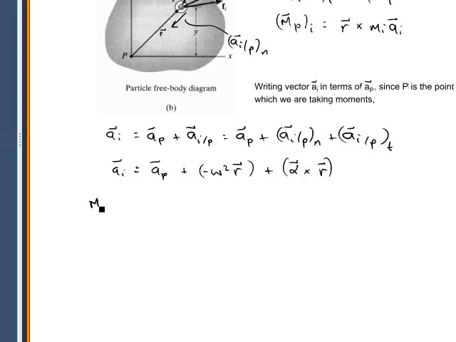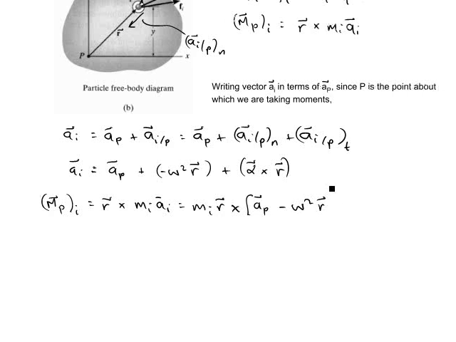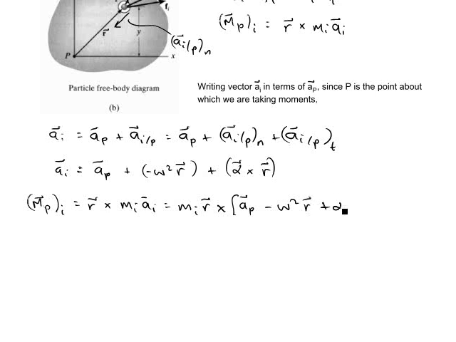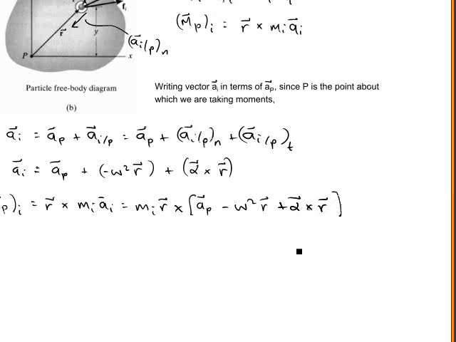So now, the moments about P due to forces on the particle I are going to be, as I said before, r cross mi ai, which is going to be mi r crossed with the acceleration, because mi is a constant. And that acceleration is ap minus omega squared r plus alpha cross r.